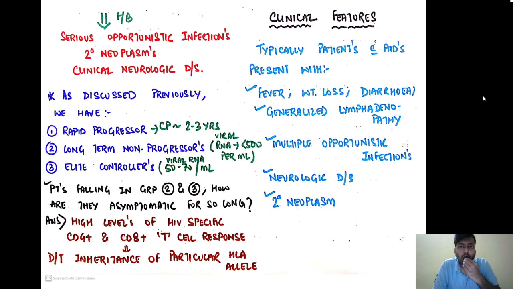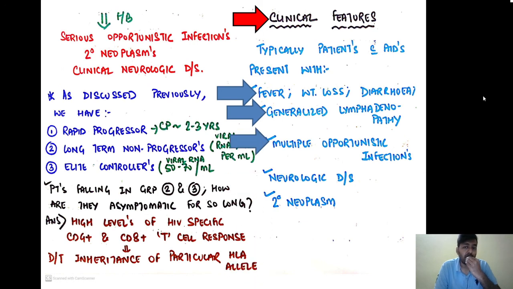Now what are the clinical features? Clinically, the patient with AIDS typically presents with fever, weight loss, diarrhea, generalized lymphadenopathy, multiple opportunistic infections, neurological disease, and secondary neoplasm. So with this, we have ended part 2 of HIV.